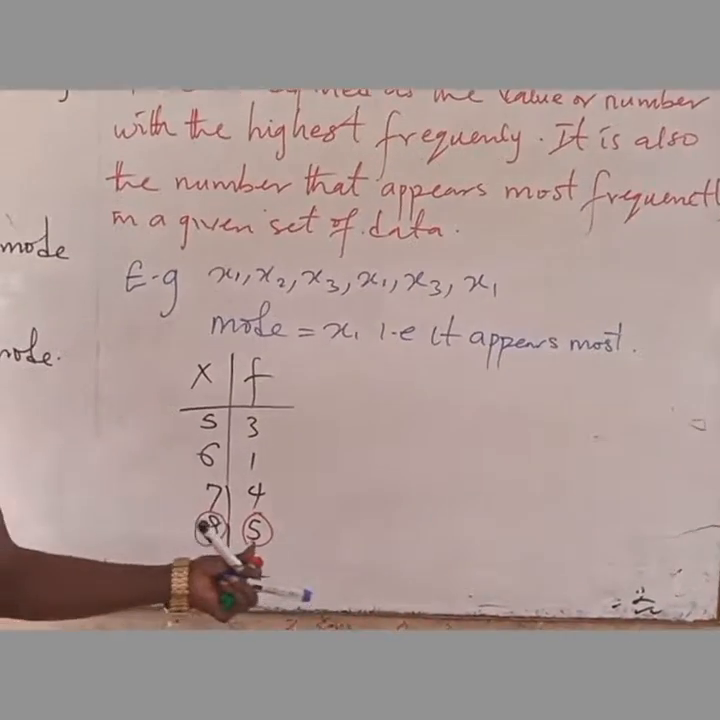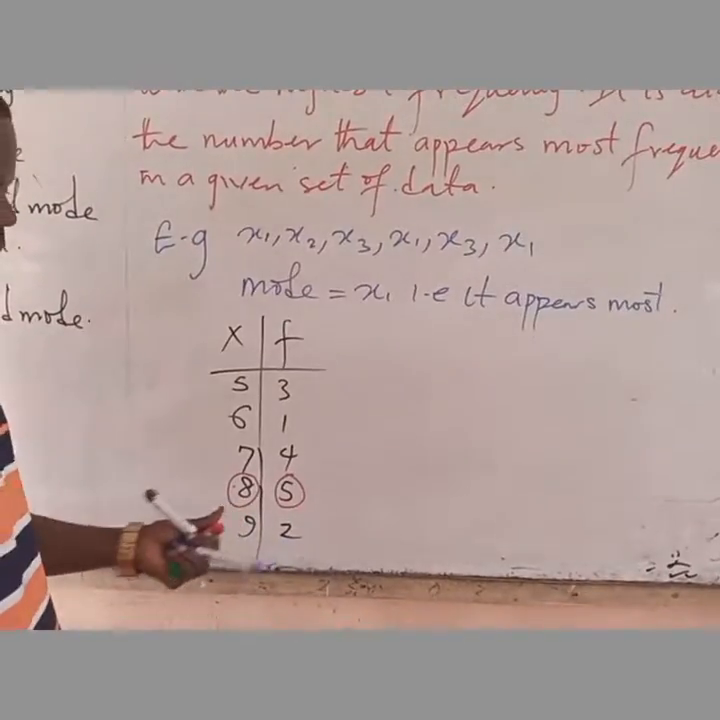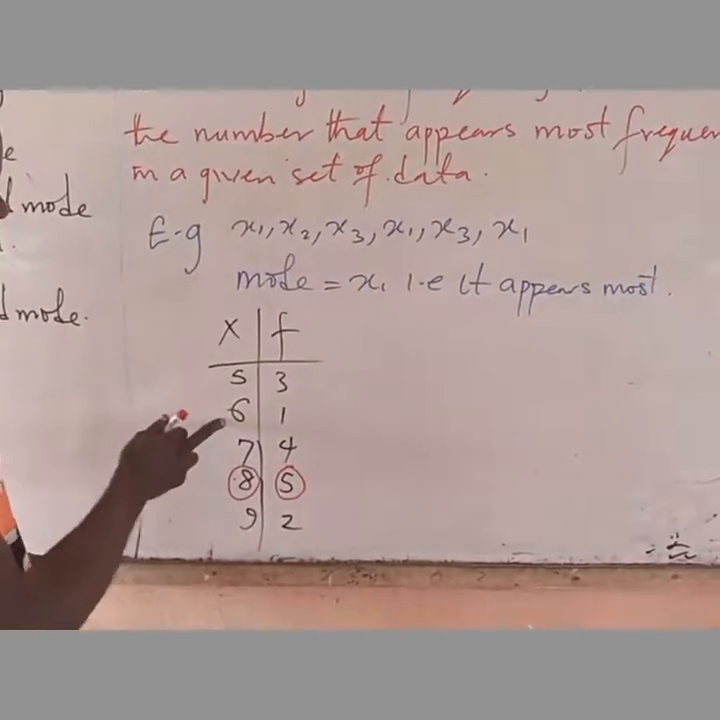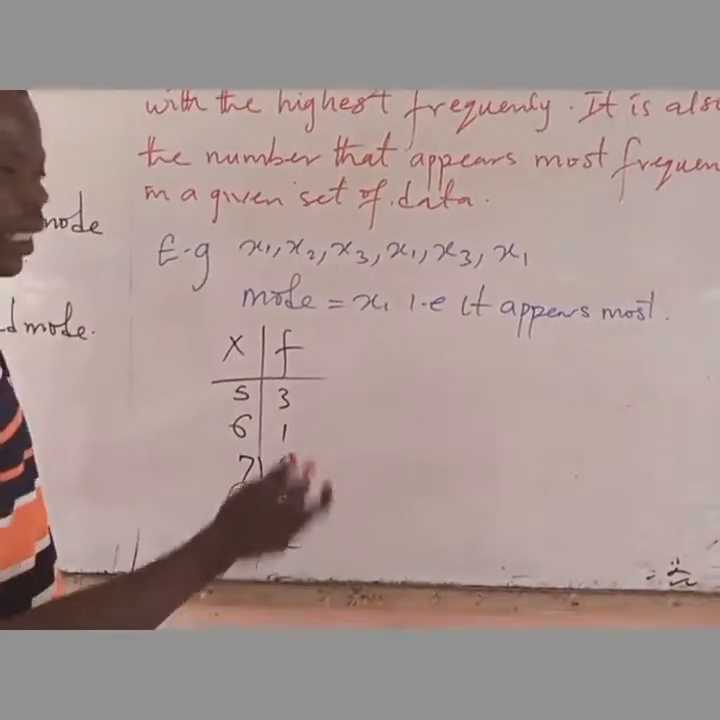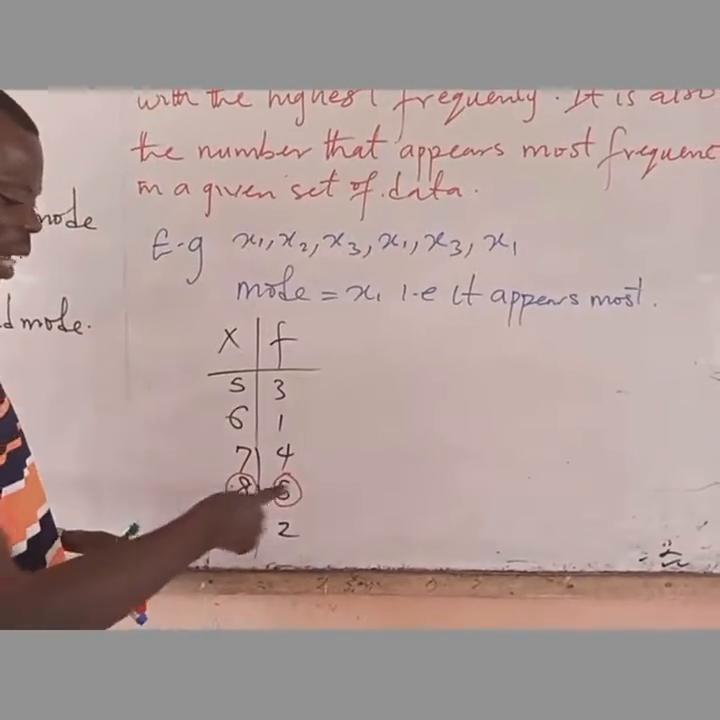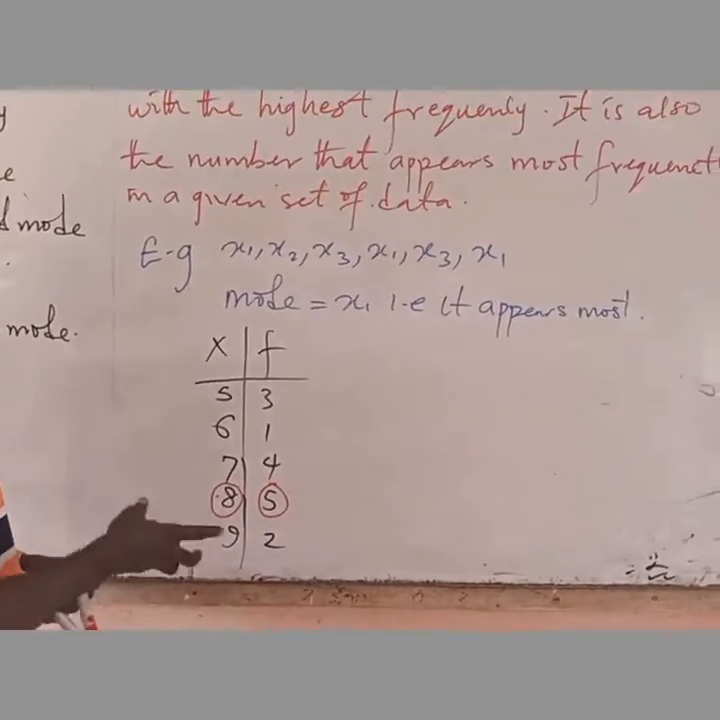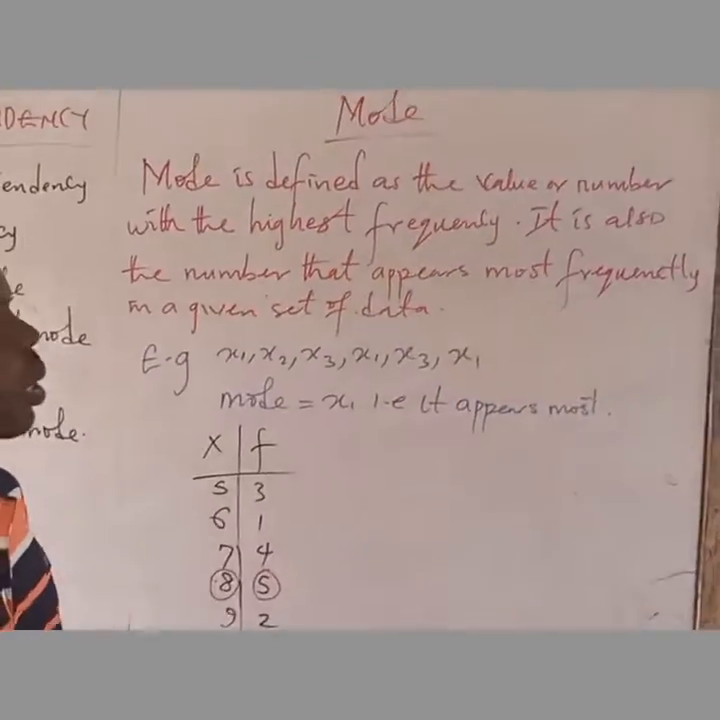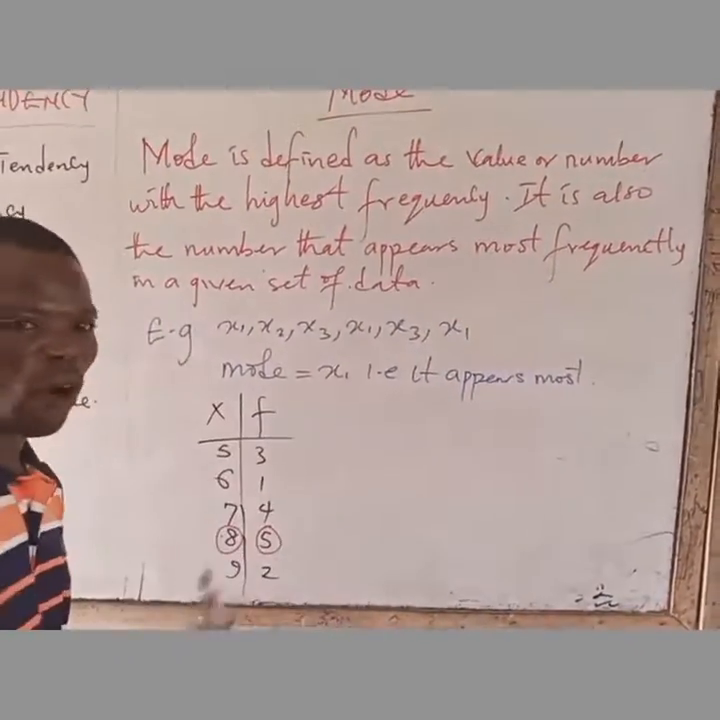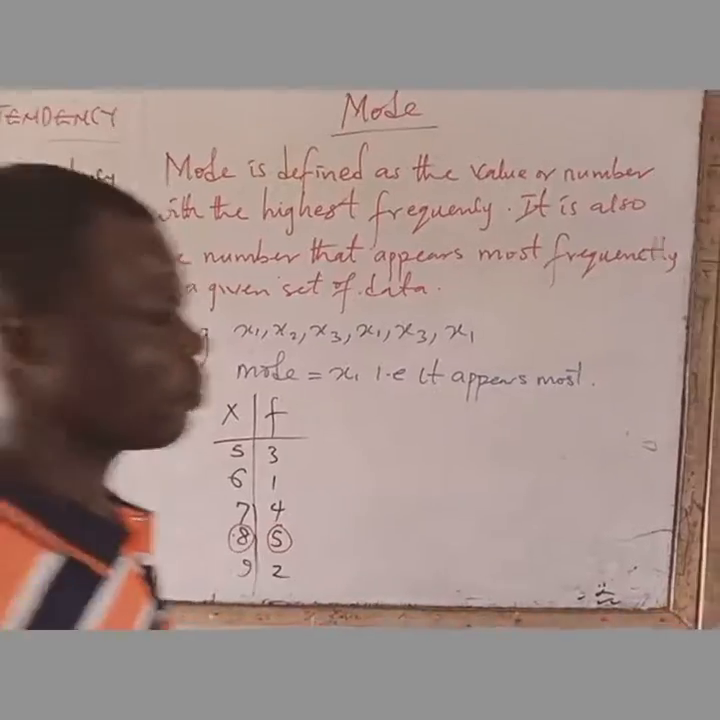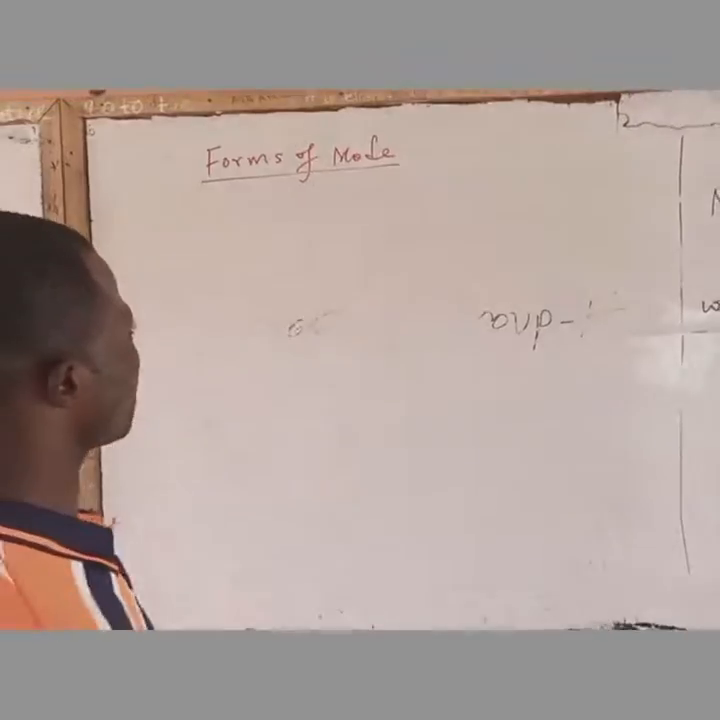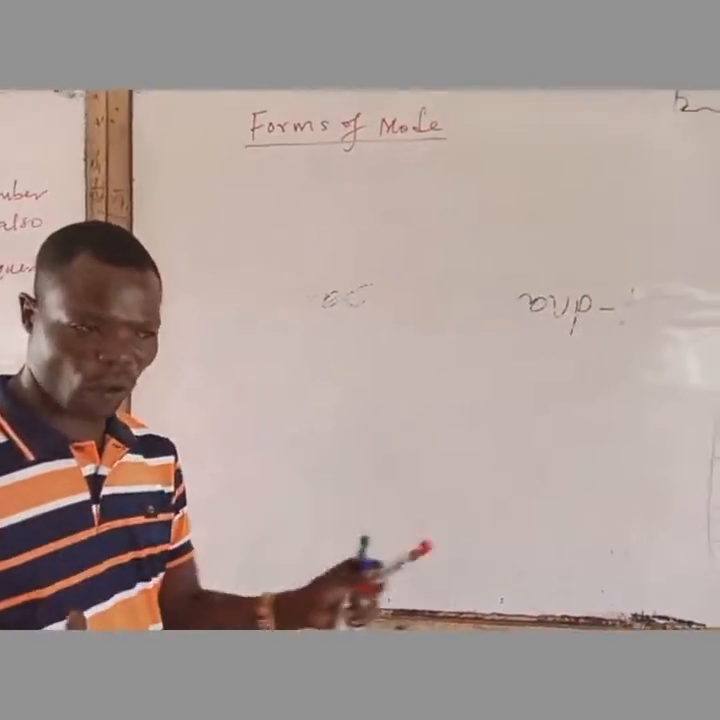8 appears 5 times. 5 appears 3 times. 6 appears once. 7 appears 4 times. So the one that appears most frequently is 8. Or the one with the highest frequency is 8. That is the definition of mode. Now, let's look at different forms of mode. These modes can be in different forms.